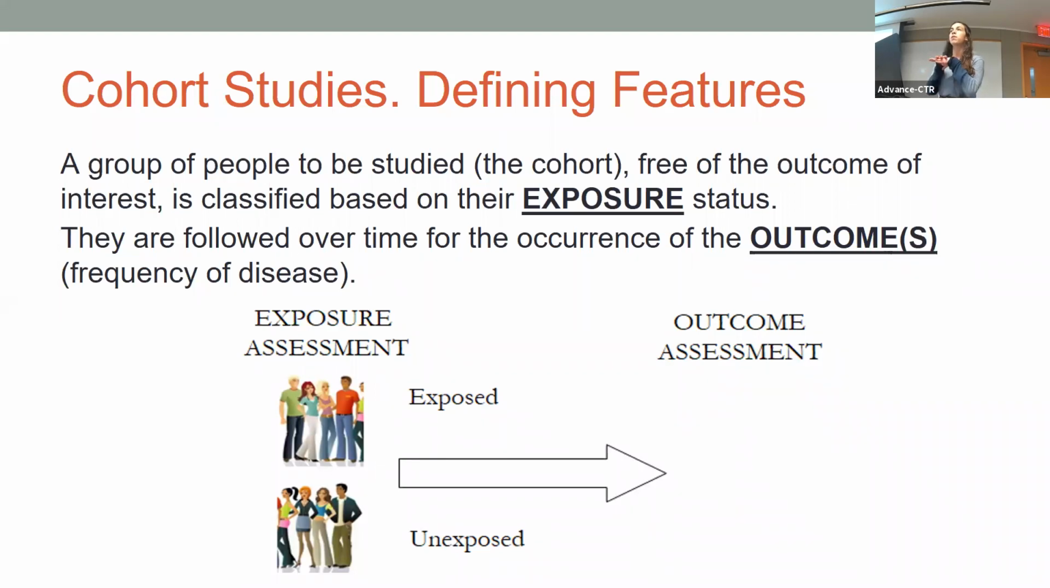So you have some sort of group of individuals that you want to study, and this group of individuals hasn't yet developed the outcome. That's actually a very important part. They are at risk for developing the outcome, but they haven't developed it yet. And then we classify them based on whether or not they're exposed, on their exposure status. That's why in this image, you see one group that's been exposed and another group that's unexposed. And then the basic premise behind a cohort study is that we're going to be following these individuals over time, and we're going to be seeing who develops the disease in both the exposed group and in the unexposed group. So that's going to involve the outcome assessment.